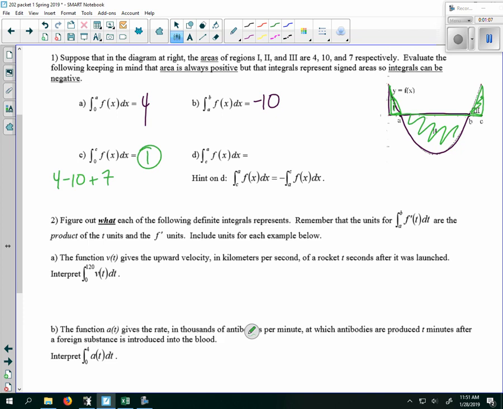And then the integral from c to a, that is the opposite of the integral from a to c. So I'm going to integrate from a to c. That's from here to here. So that is the opposite of area 2 plus area 3. So I'm doing this a to c first. The integral from a to c of f of x dx. That's going to be negative 10 plus 7, which is negative 3. And so the integral from c to a is the opposite of that, negative 3, which is 3.